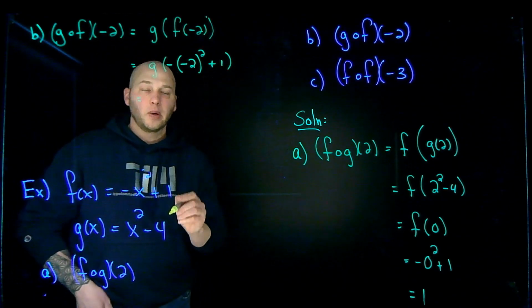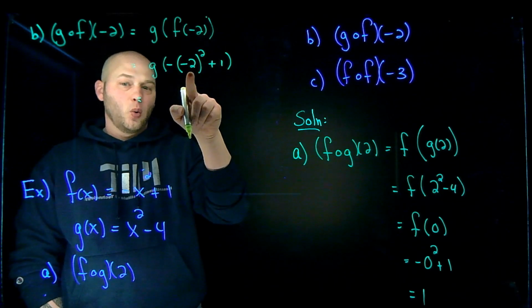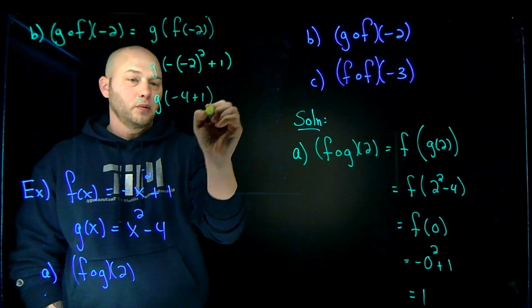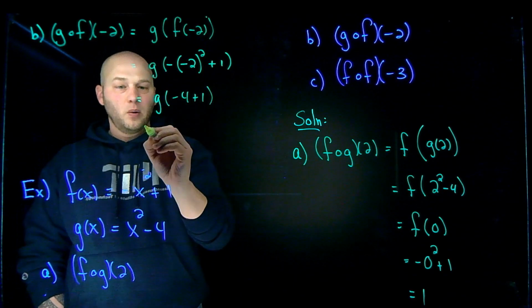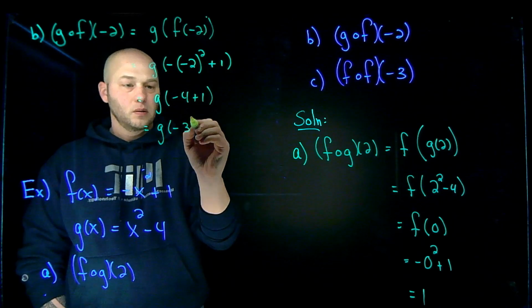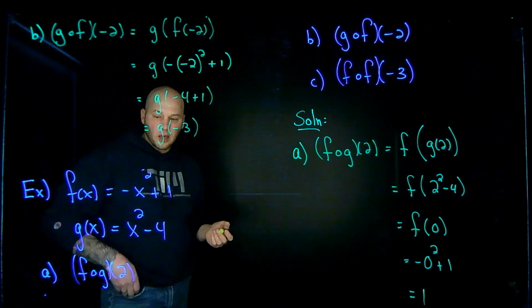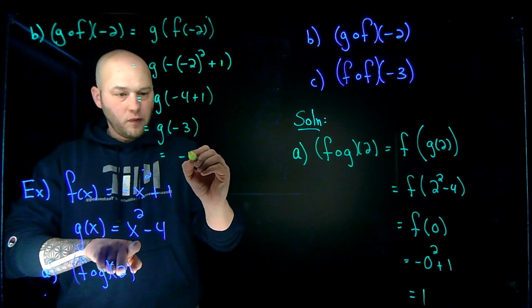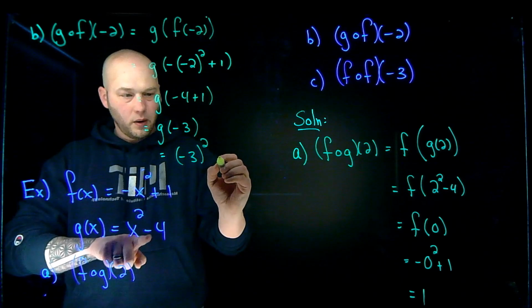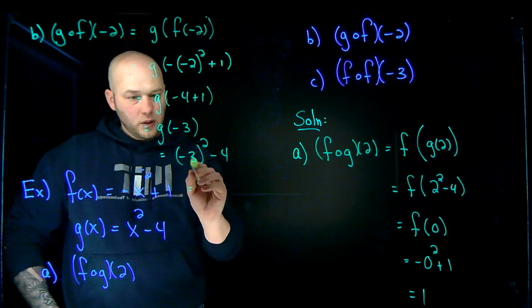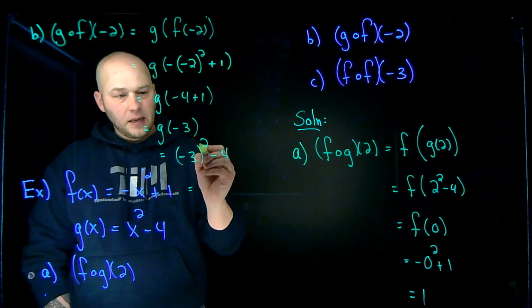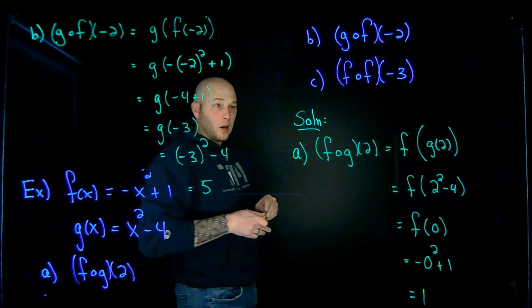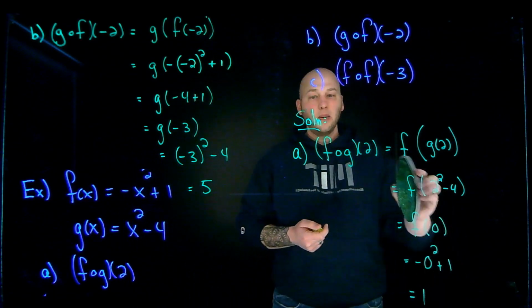Okay, so what does that give me? Negative 2 squared is 4. So this would be negative 4 plus 1. Of course, negative 4 plus 1 would be negative 3. Now I'm going to use negative 3 and plug that into the function expression for g. This would be negative 3 squared minus 4. And of course, negative 3 squared is 9. 9 minus 4 would give me a 5. Okay. All right, and then the last one, we've got part C.